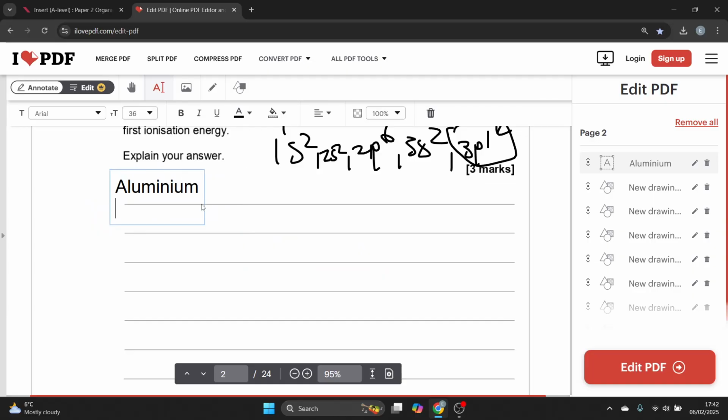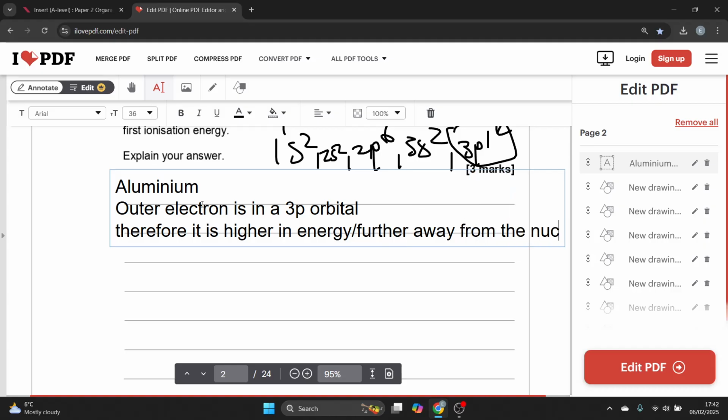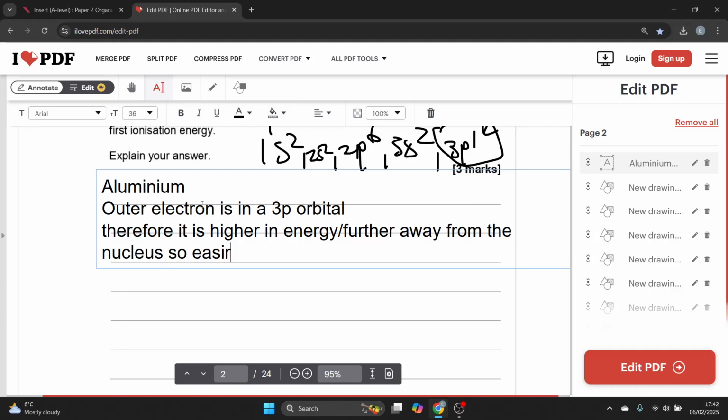Aluminium. The outer electron is in what kind of orbital? Don't just say p orbital. You need to be very specific. The outer electron is in a 3p orbital. Therefore, it is higher in energy, actually higher in energy slash further away from the nucleus, so easier to remove.